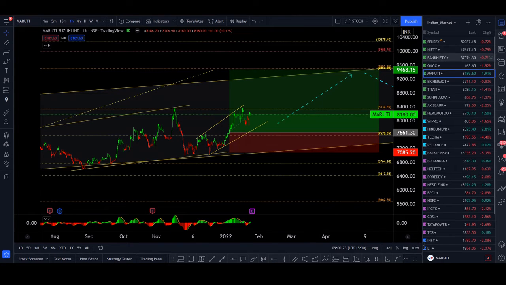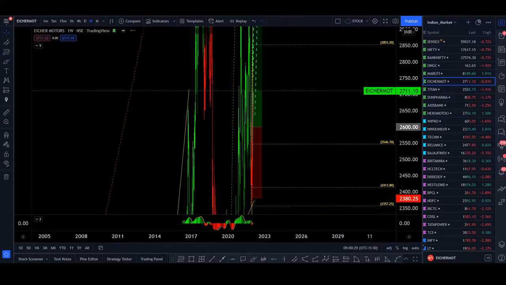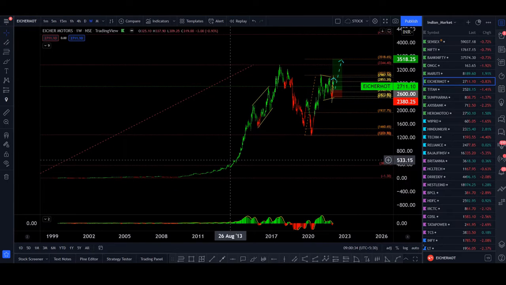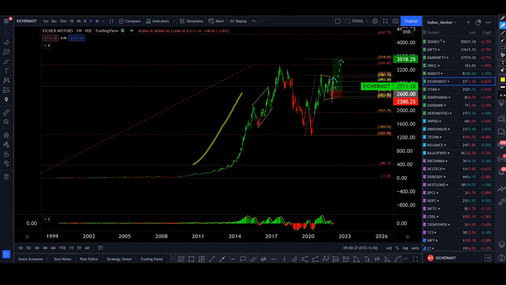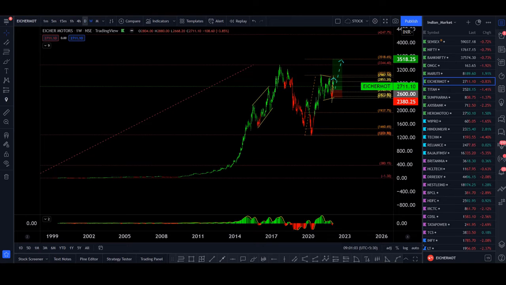Let's move on to Eicher Motors. So in the weekly, it has a very good impulse followed by a correction. So impulse and a correction. Now we are in the B wave again in the weekly, and we are expecting further up move before it drops. We are expecting something like this in a longer time frame than here, but that is what we are expecting, and we'll see when it happens.